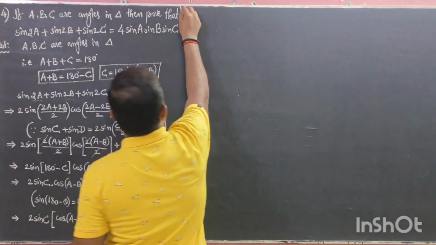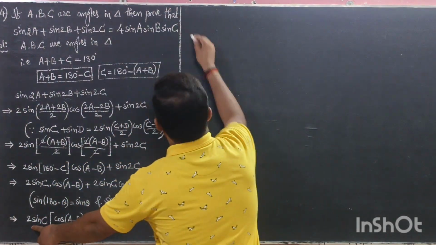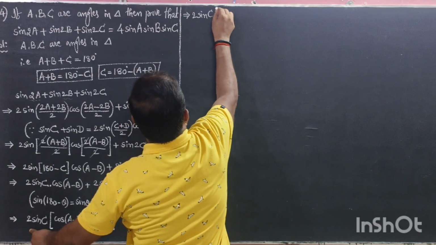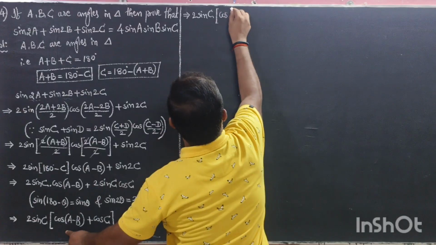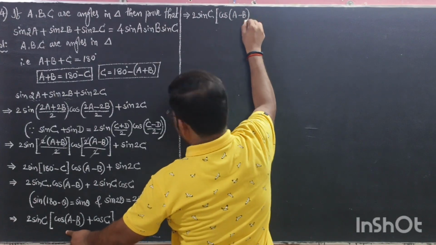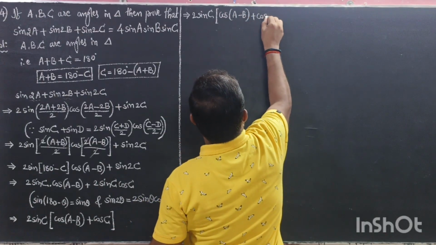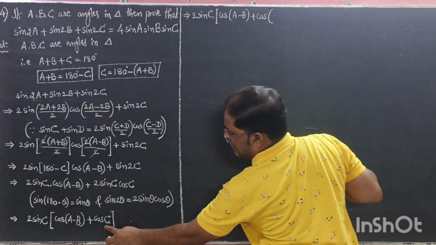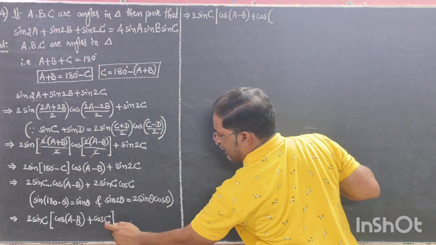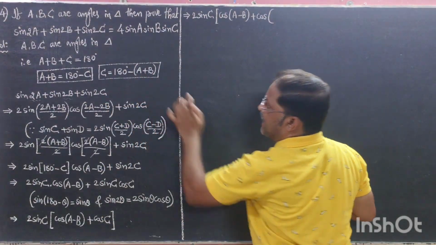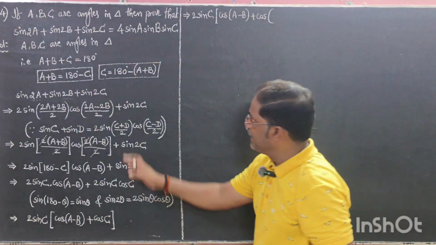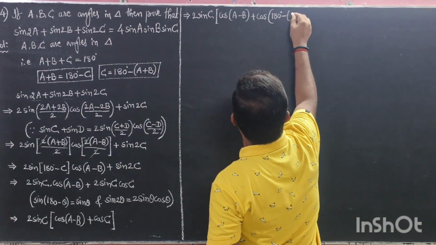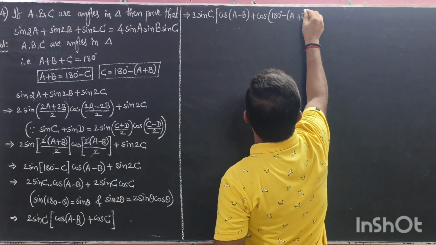Right. Okay, next, 2 sin C as it is, into cos of A minus B as it is, and the next term cos C. The first term is in terms of A and B, the second term is C, which means we have to write capital C in terms of A and B. Capital C can be written as 180 minus of A plus B. Substitute capital C value as 180 minus of A plus B.